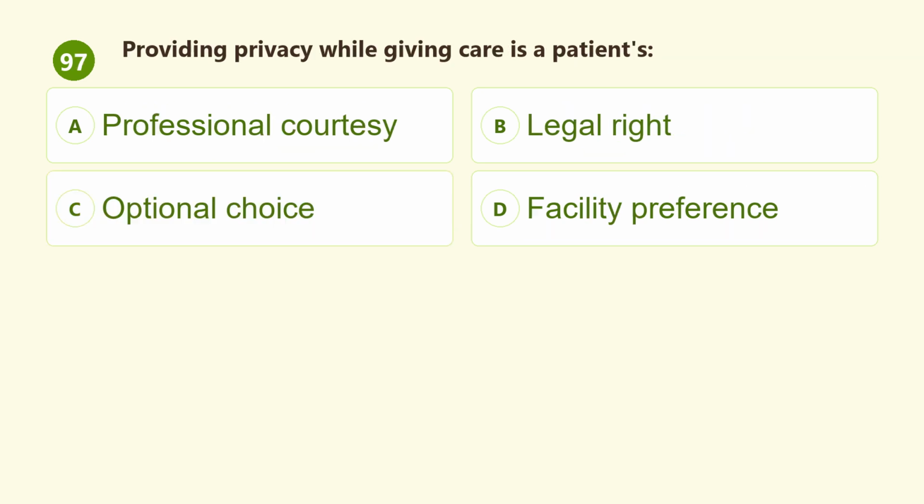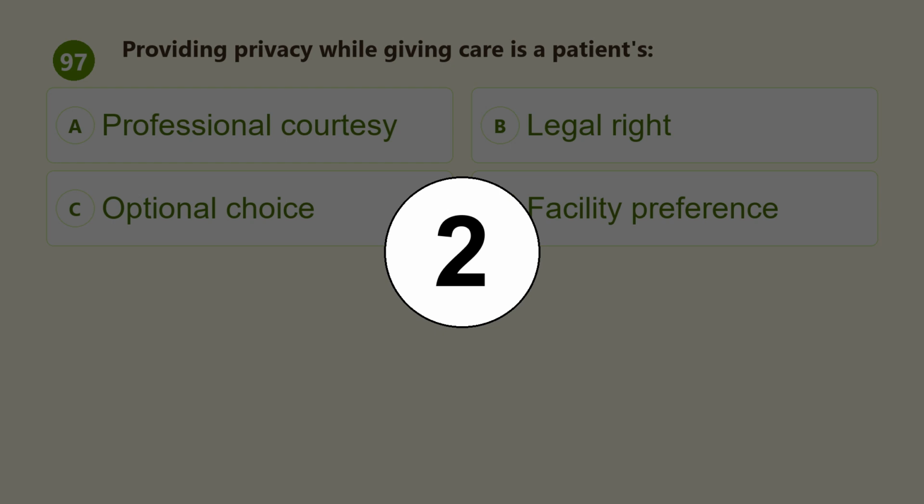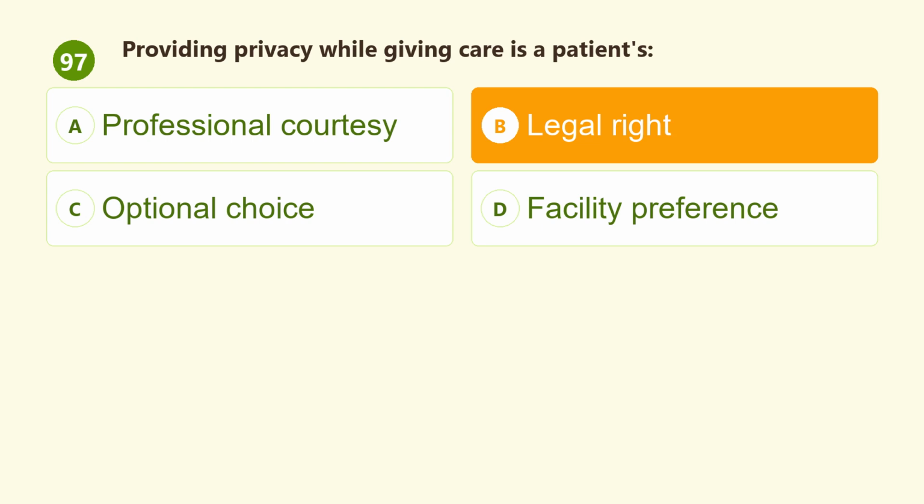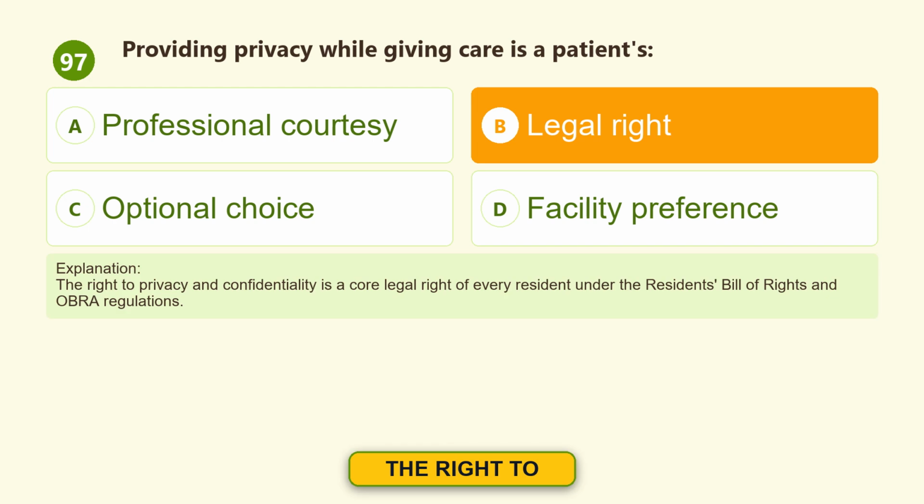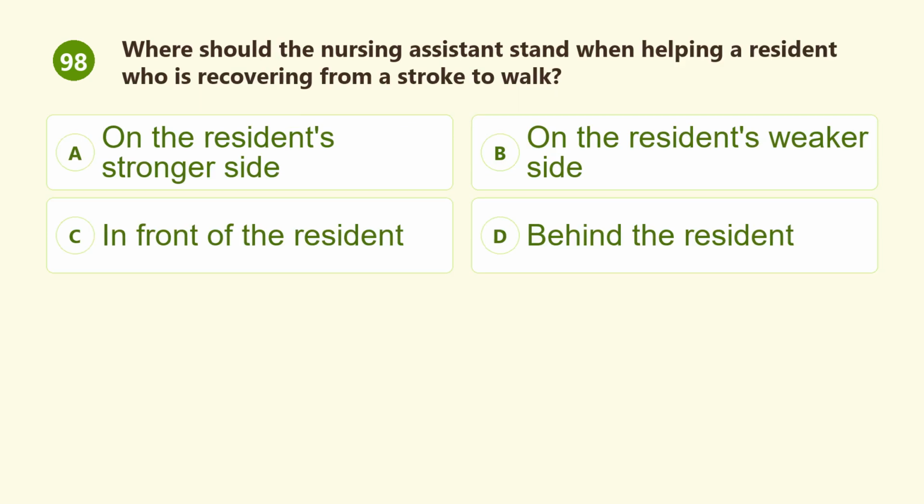Question 97. Providing privacy while giving care is a patient's: Option A, professional courtesy. Option B, legal right. Option C, optional choice. Option D, facility preference. The correct answer is option B, legal right. The right to privacy and confidentiality is a core legal right of every resident under the Residents' Bill of Rights and OBRA regulations.